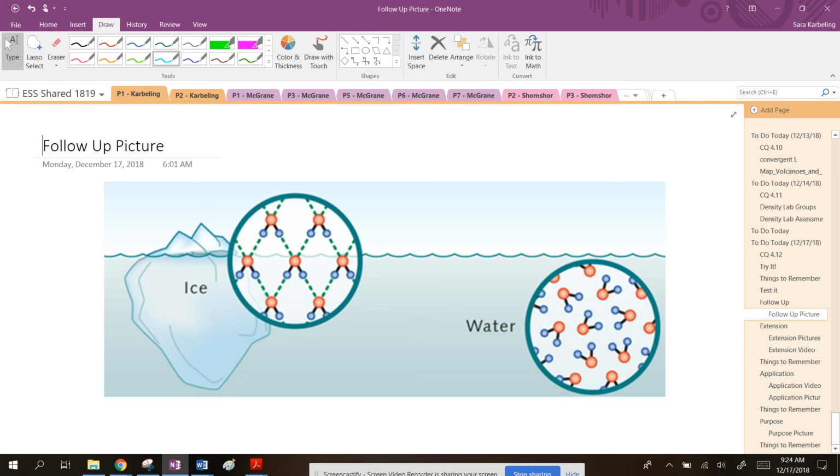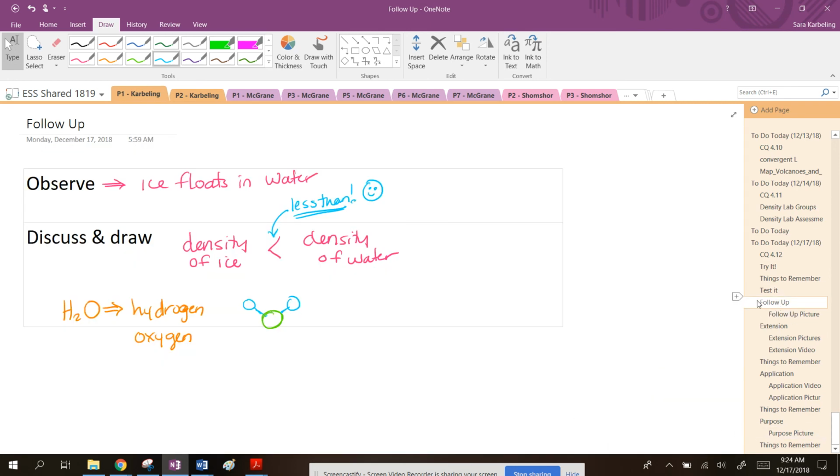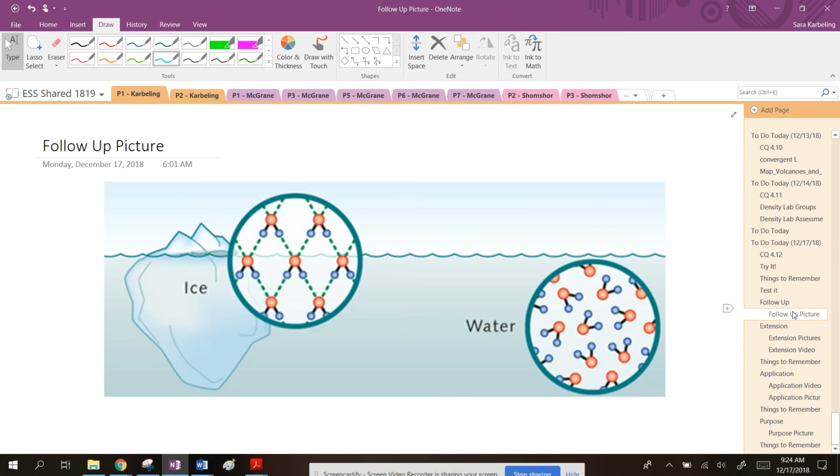The water, right? The water is more dense than the ice. It's got more molecules in the same volume. So in that little section of your paper, it said, discuss and draw. I'm going to show the picture again. You do not need to draw those little green things. Don't worry about that. But I want you to draw some ice molecules in a circle. I want you to draw some water molecules in a circle.